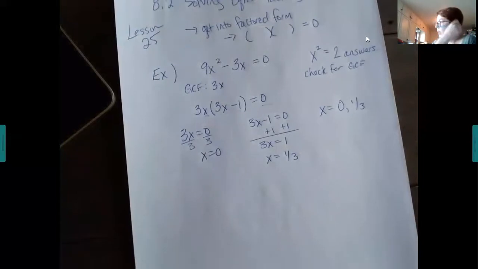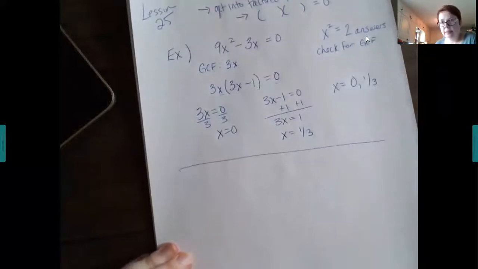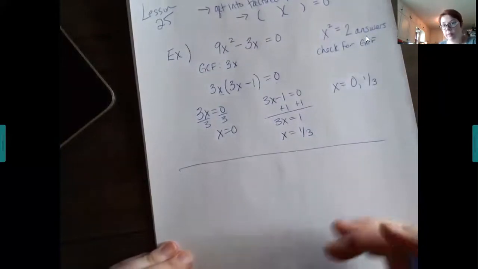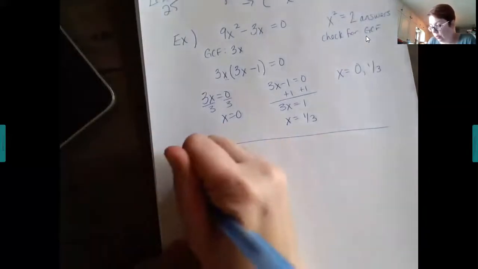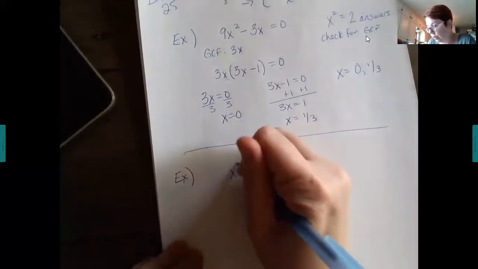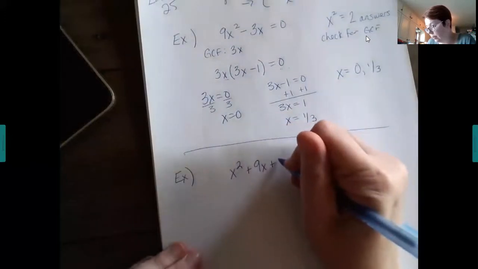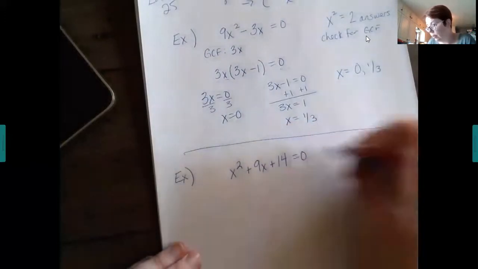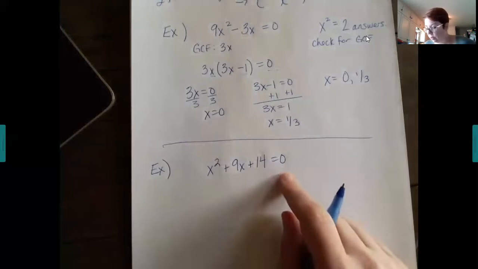The trinomials they've been throwing out were ones that needed more work. But let's go through just a regular old nice one. Let's go through x squared plus 9x plus 14 equals 0. Okay. So it's set equal to 0, so we're off to a good start.